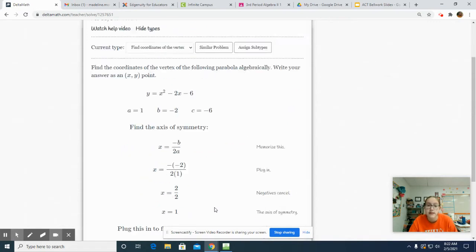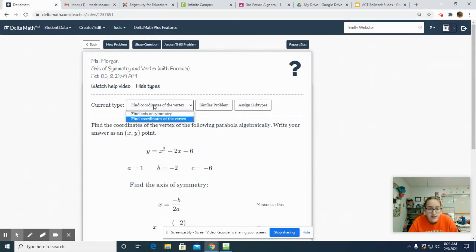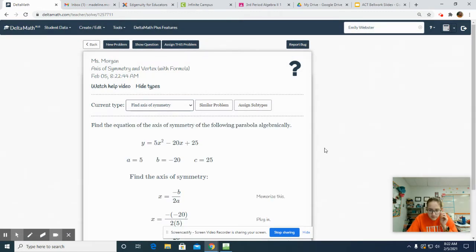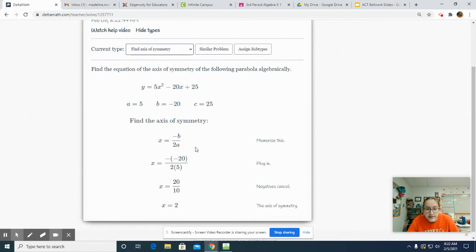And that's what you put in the Delta Math for your answer. So if it doesn't ask for the coordinates of the vertex, it's also going to ask for the axis of symmetry. So it's going to give you a parabola, and you're going to be asked to find what x equals. So you just do your negative b over 2a, and then you're going to get x equals 2 for this one. So this is what you would type into Delta Math.